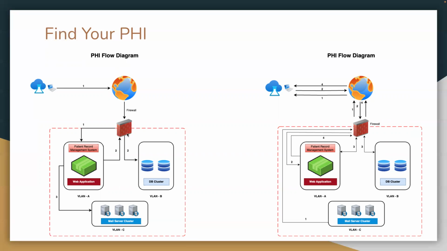The firewall is connected here, and here is a patient record management system in the web applications. It is in a separate VLAN. Here we have the database clusters, which are in a separate VLAN, and the third is the mail server clusters, also in a separate VLAN: VLAN A, B, and C. All these three systems are secure, segregated in different VLANs. From here, he has pushed the result from one. The process goes here, crosses the firewall, and the rules are checked. Then it comes to the patient record management system.